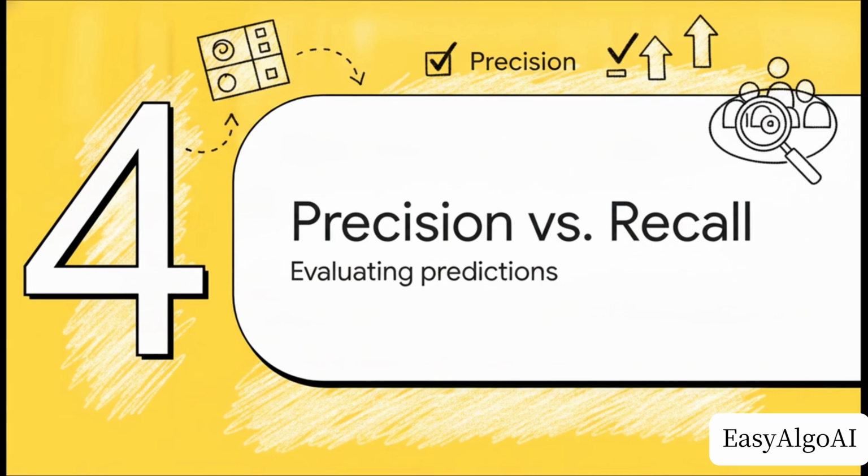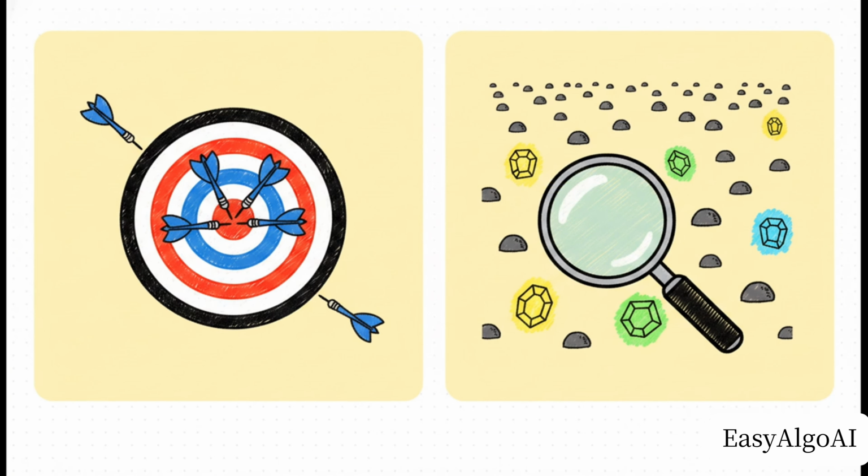Next up, section 4, precision versus recall. These two metrics, precision and recall, tell very different stories about our model's performance. You can think of precision kind of like throwing darts.